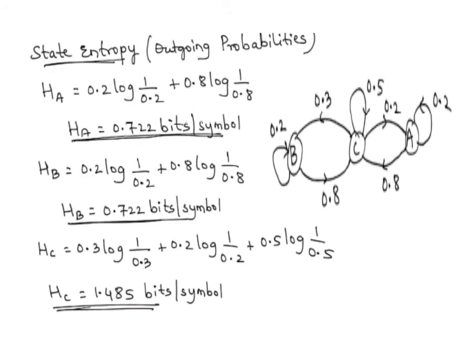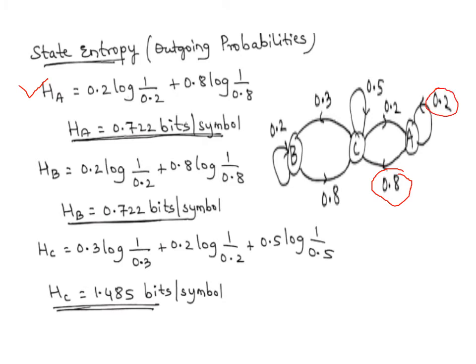So in order to compute state entropy, we have to consider outgoing probabilities. For state equations, consider incoming probabilities. To compute state entropies, consider outgoing probabilities. So for H of A, the outgoing probabilities at state A are 0.8 and 0.2.